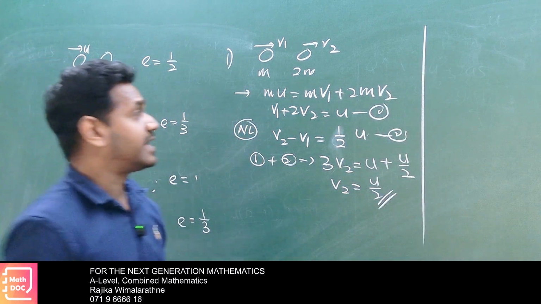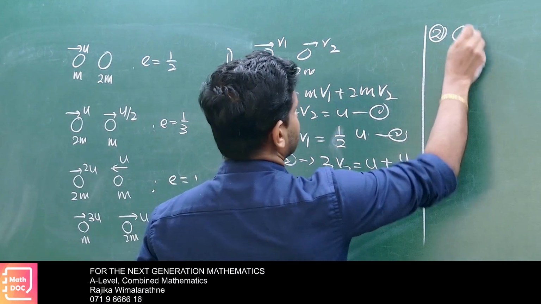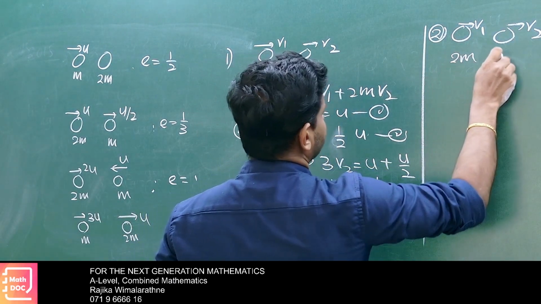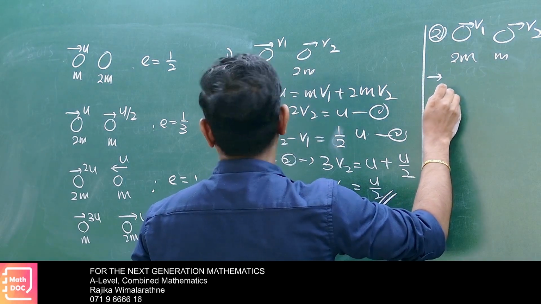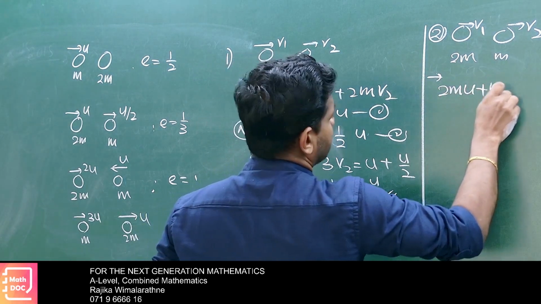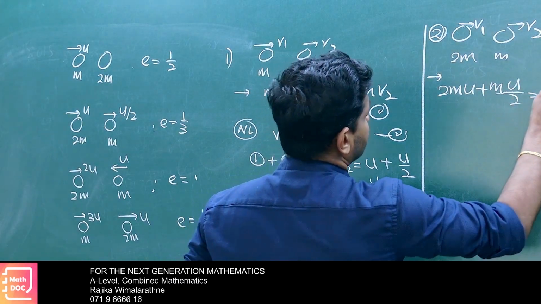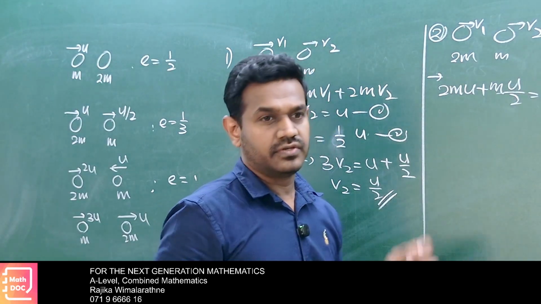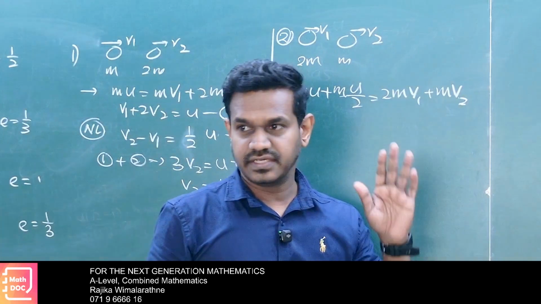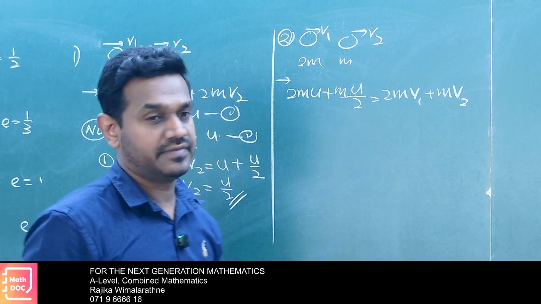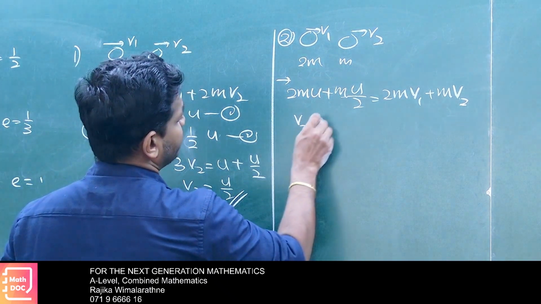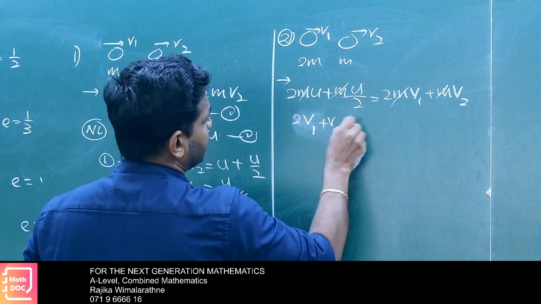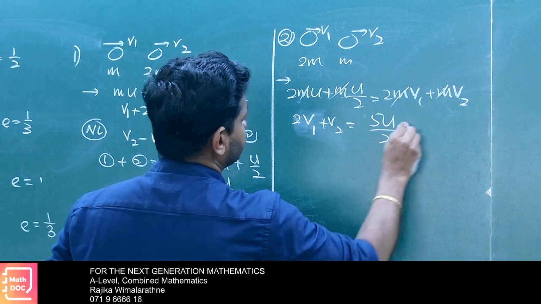Okay. Then second case, take velocities again, v1, v2, masses 2m, m. Conservation of momentum: 2m·u, m·u over 2, 2m·v1, m·v2. You always mark after collision velocities in the general way, okay? Just mark in the general way. Then Newton's law, before that simplify: 2v1 plus v2.